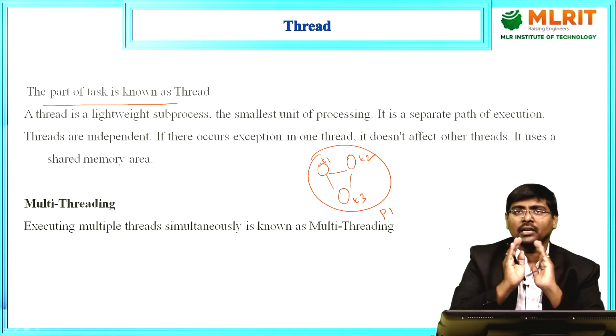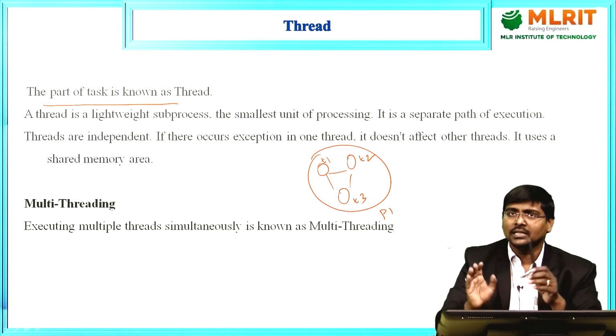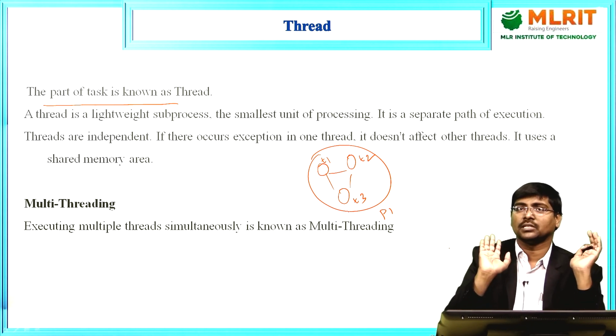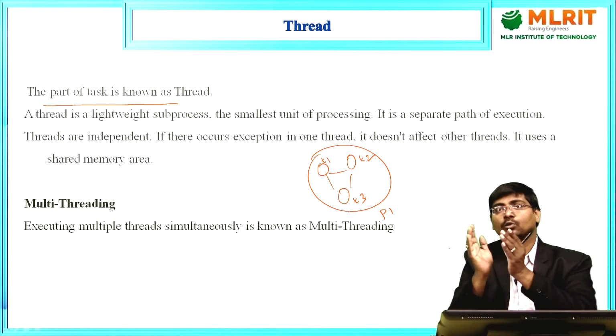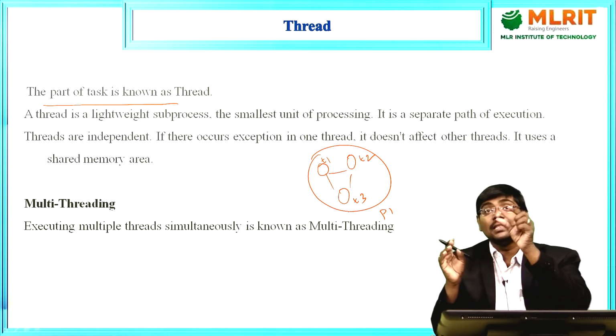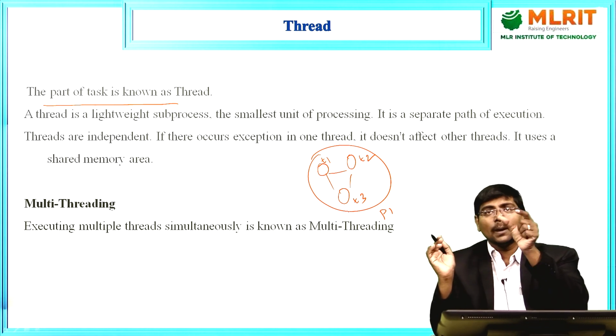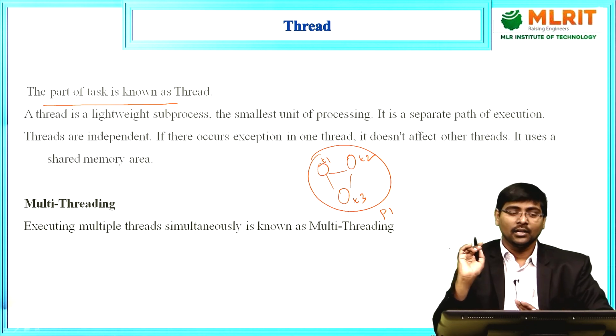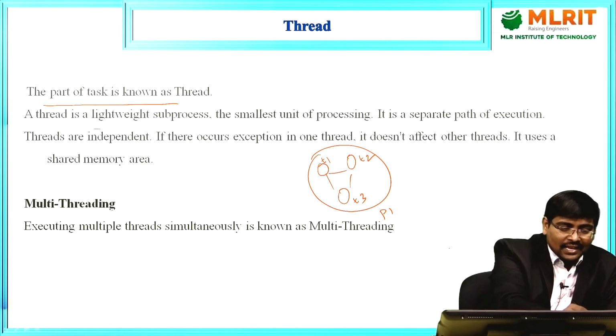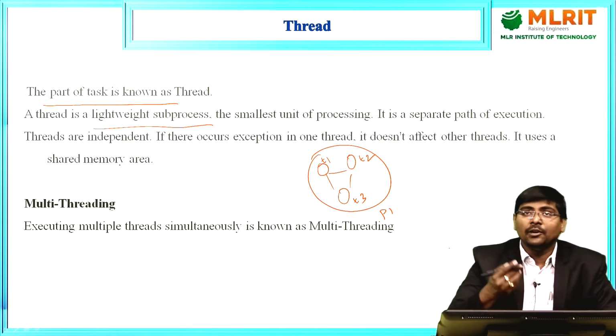Simply understand, suppose ignore the term task; in a simple sense, use the term process just for understanding. My process is divided into some 3 threads, that means 3 parts. Each subpart in your process, each subpart in your task, is called a thread. So, thread is a lightweight process.